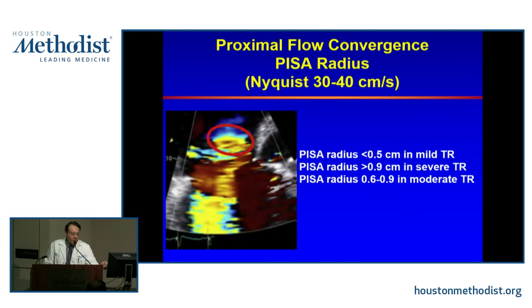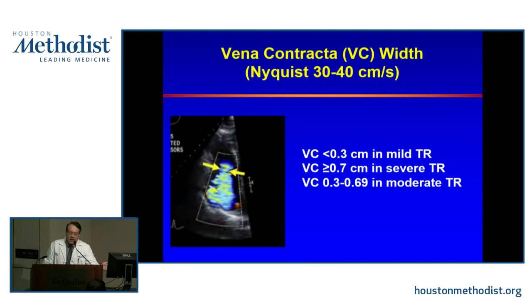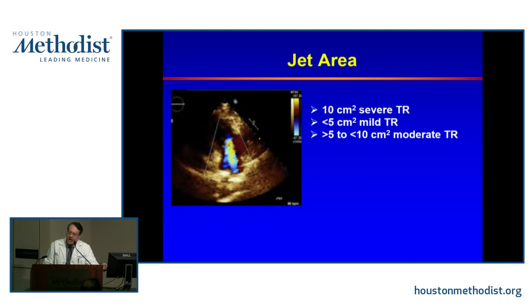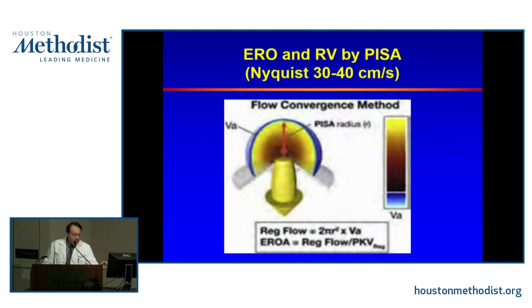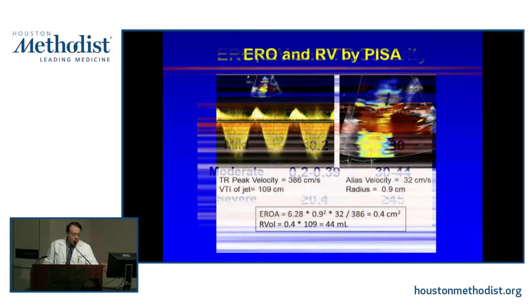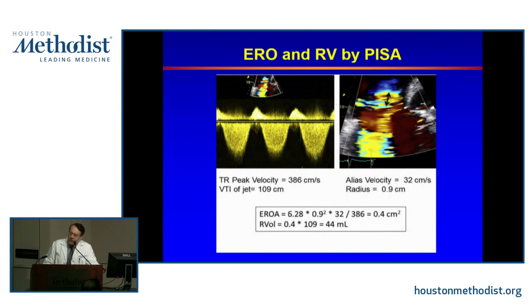You look at the PISA radius at an aliasing velocity of 30 to 40 centimeters per second, smaller radius, less TR, larger radius, more TR. Vena contracta, same concepts as mitral. The magic numbers 0.3 centimeters and 0.7 centimeters, jet area less than 10, more than 10 and less than 5 for severe and mild. We'll not talk about vena contracta or PISA. That's the approach of PISA, an example from the guidelines.